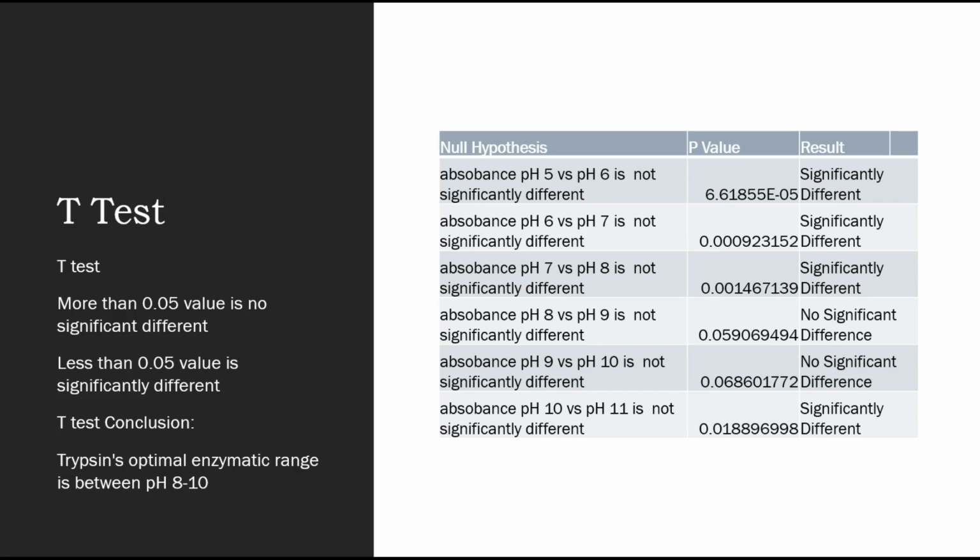And we found that, as you can see right here, that pH 8 and 9 were not significantly different, and pH 9 to 10 were not significantly different. And the conclusion of the t-test was that trypsin's optimal enzymatic activity range is between pH 8 to 10.